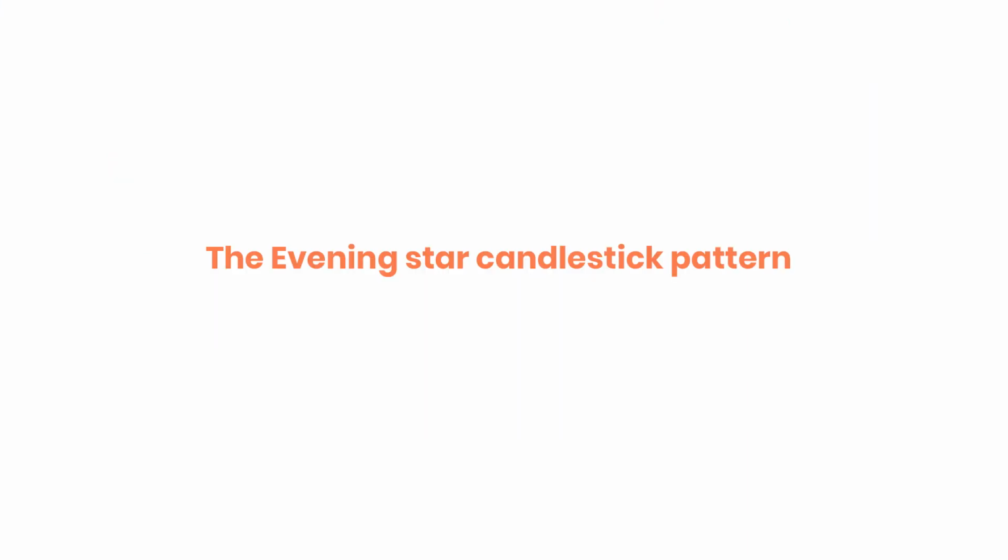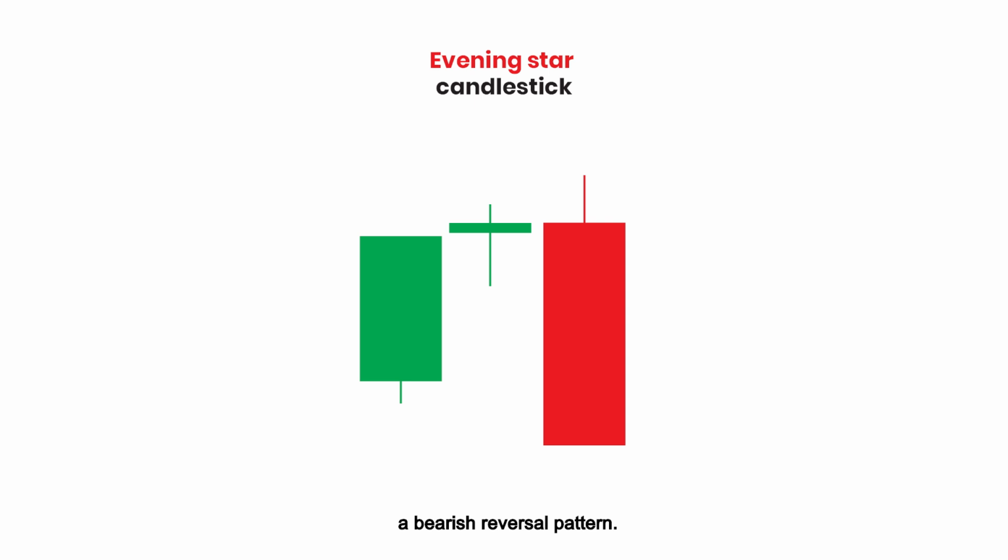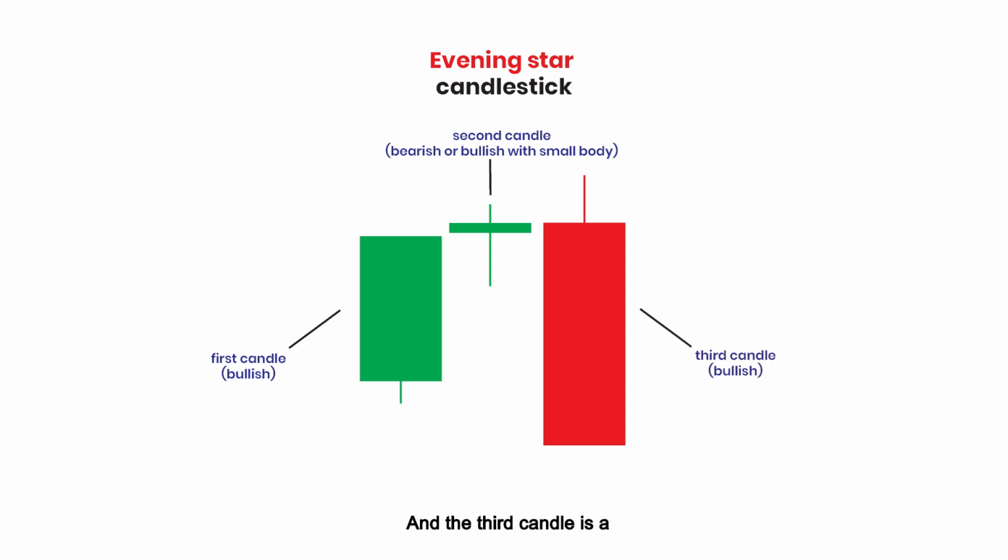Evening Star. The evening star is a bearish reversal pattern. However, it can also be used to continue a trend. It consists of 3 candlesticks. The first candlestick is a bullish candle. The second candle is a small bearish or bullish candle, and the third candle is a bearish candle that gapped up on the open and closed above the midpoint of the body.